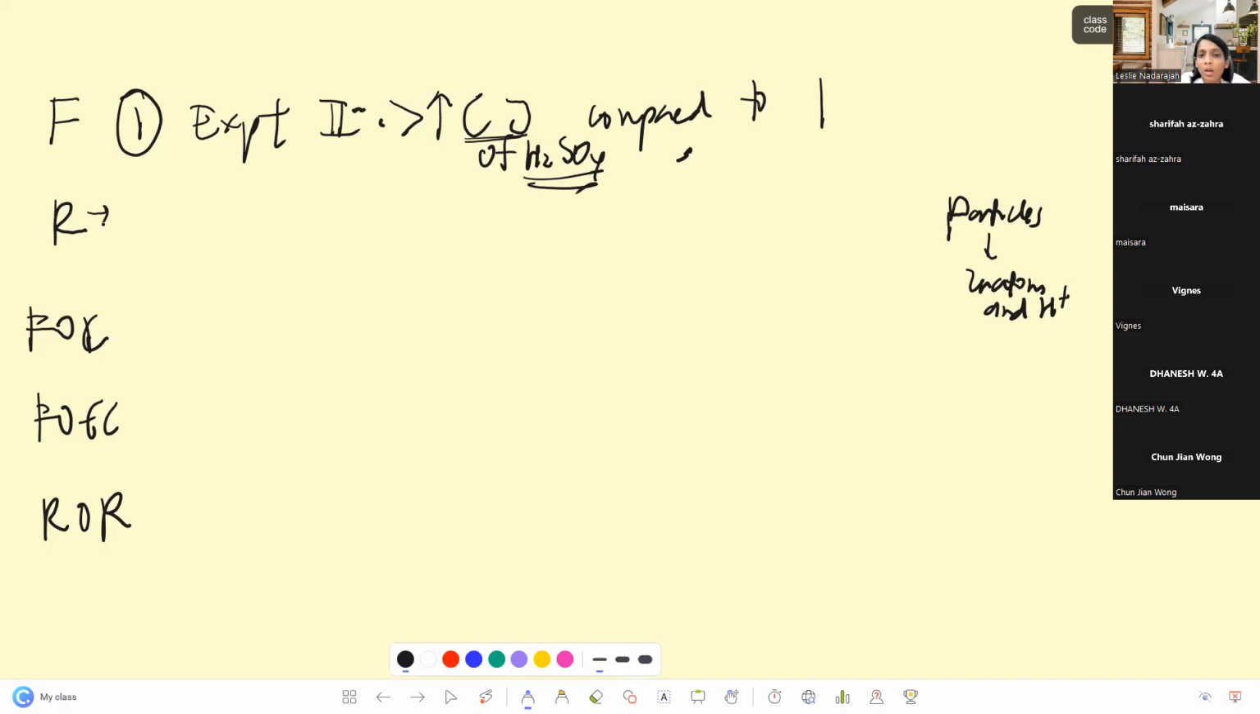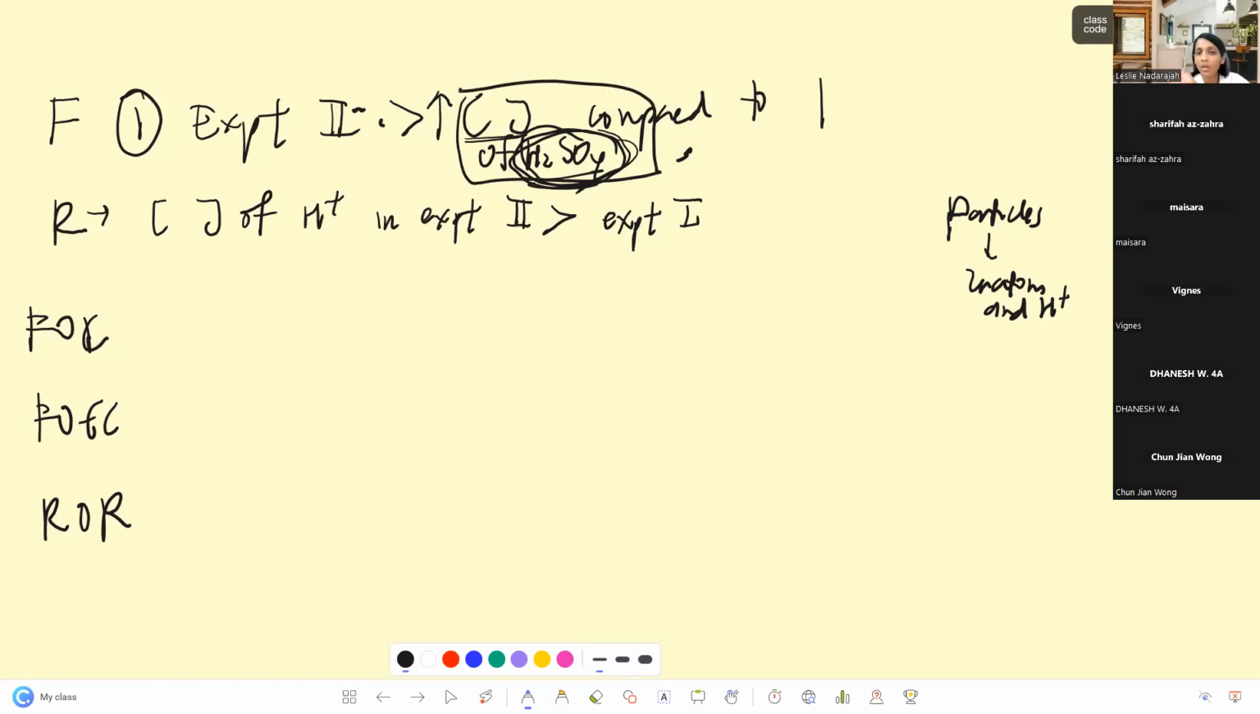Now, in my concentration of sulfuric acid here, what concentration is higher? Do I need to include zinc atoms, or is it just hydrogen ions? Only hydrogen. Okay, very good. So my reasoning will be the concentration of hydrogen ions in experiment 2 is higher than experiment 1. So remember, for reasoning when you're talking about concentration, first thing is the concentration, second thing is the concentration of hydrogen ions.